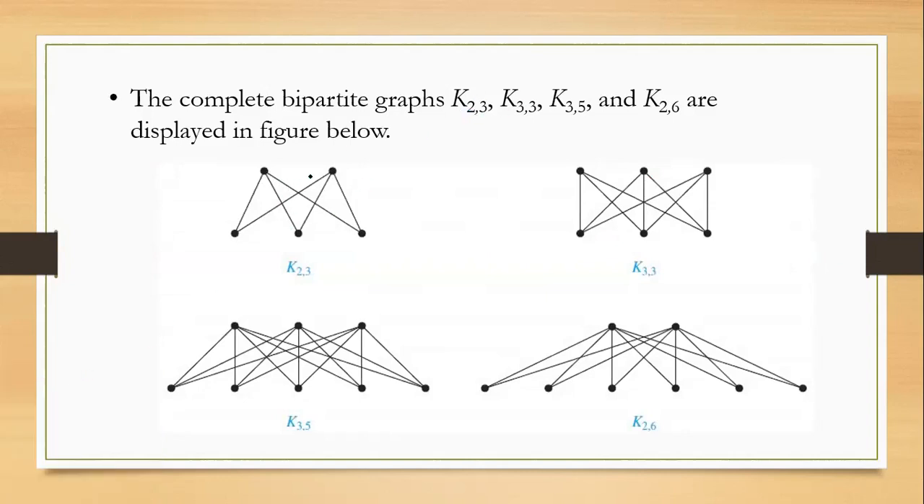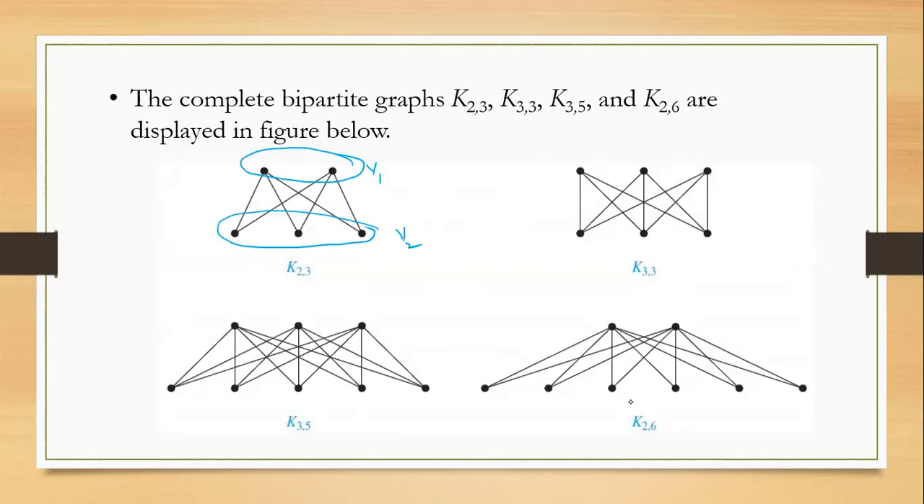K2,3: I have taken it vertically here. So this will be your V1, I'll just make a circle. So these are your V1 vertices, and these will be the vertices of V2. Similarly, this is for K3,3 as shown, K3,5 and K2,6.